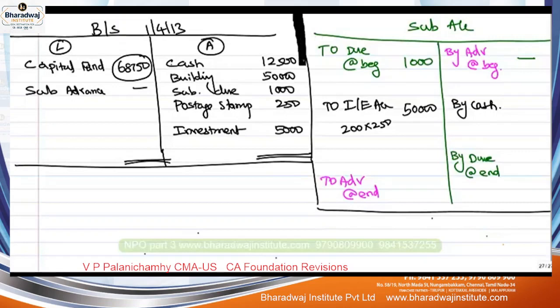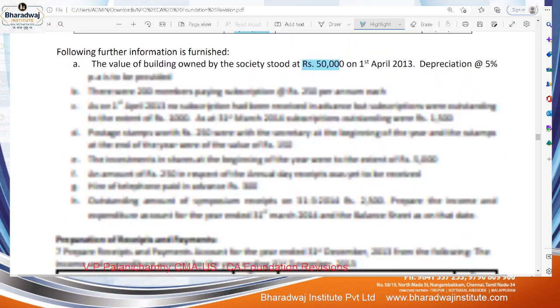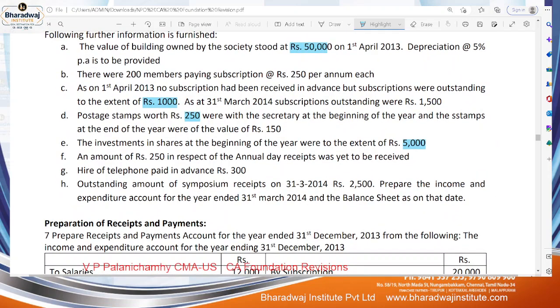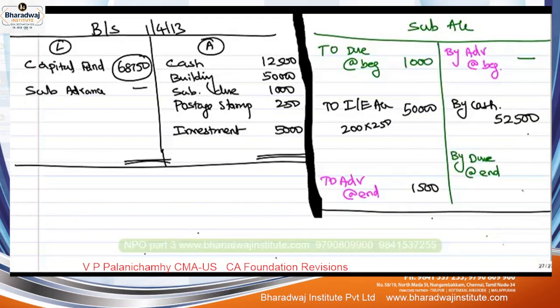We have received 52,500. And the income: 200 members have to pay 250 rupees each. How much should they pay? 50,000 is the income for the year. For example, you are all members of the club. You should pay 200 into 250, 50,000. What is the cash collection given in the question? 52,500. Look at the next adjustment. In the adjustment, how much outstanding subscription is given? 1,500.